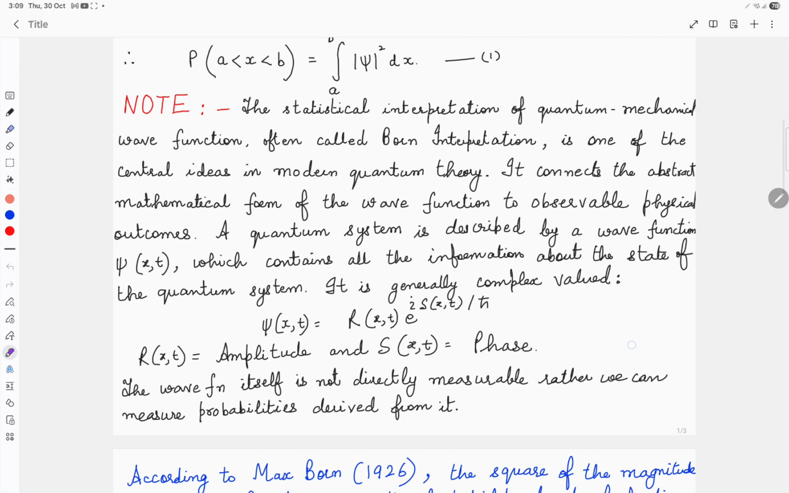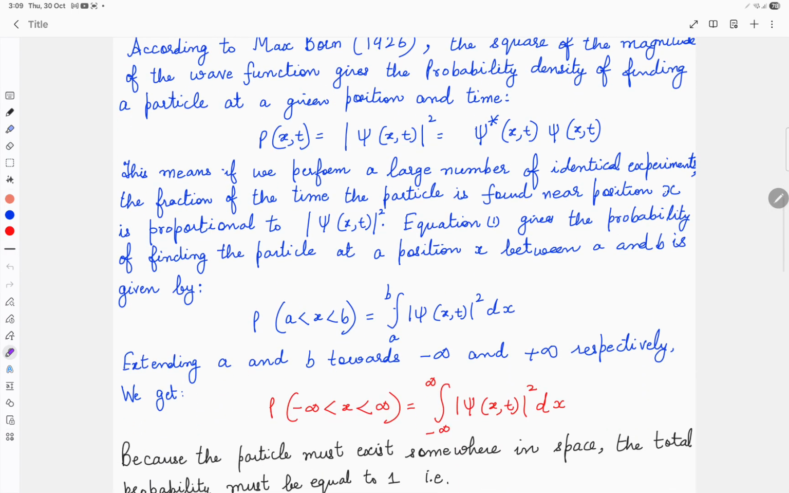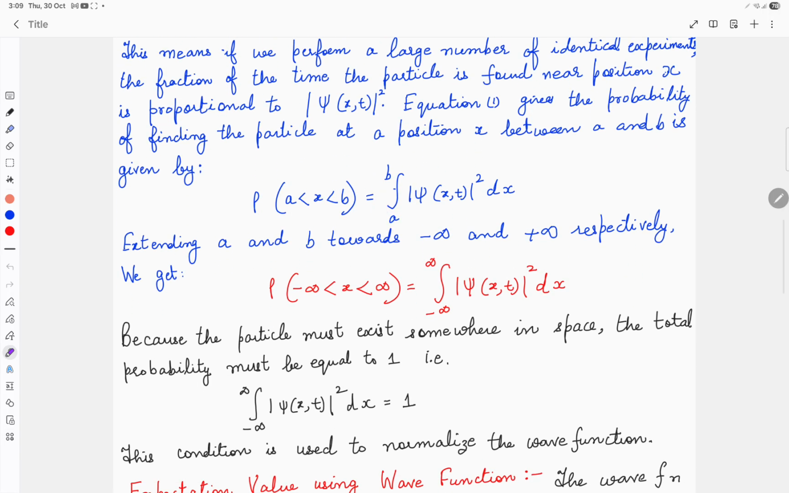Now equation 1, what is equation 1? Equation 1 is where we define the probability density function from point A to point B. It gives the probability of finding the particle at a position x between A and B. Now if we extend A and B from minus infinity to infinity, so that x can be anywhere in the whole universe, the limits of integration also extend from minus infinity to infinity. So this is the area under the whole curve, because the particle must exist somewhere.